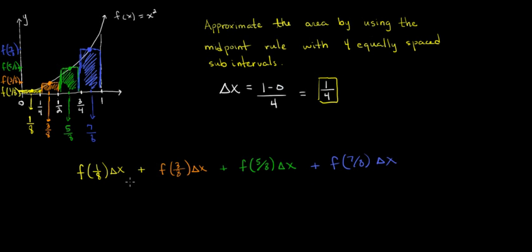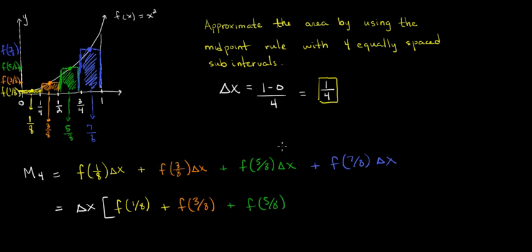And again, they all have a delta x in common, so we can factor that out as before. I should label this as M4. We're using the midpoint with 4 subintervals. So this is going to equal delta x times, if I factor everything out, f of 1/8 plus f of 3/8 plus f of 5/8, and then finally plus f of 7/8. There we go. And let me close off this with a bracket there.